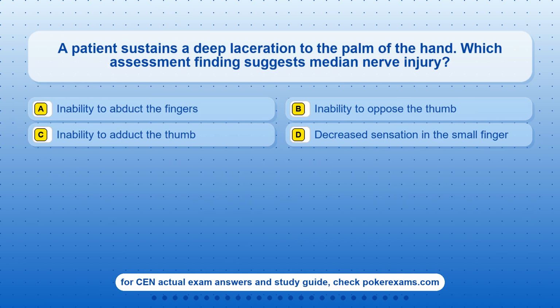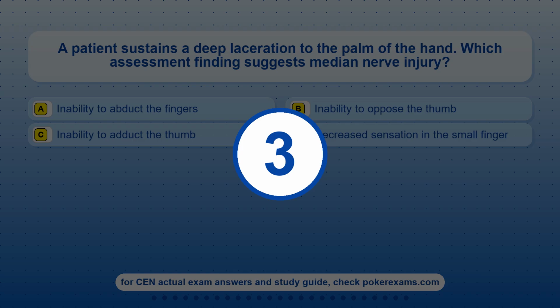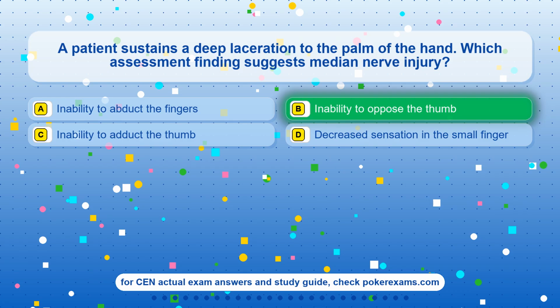Question 20. A patient sustains a deep laceration to the palm of the hand. Which assessment finding suggests median nerve injury? Option A, inability to abduct the fingers. Option B, inability to oppose the thumb. Option C, inability to adduct the thumb. Option D, decreased sensation in the small finger. The correct answer is option B, inability to oppose the thumb.